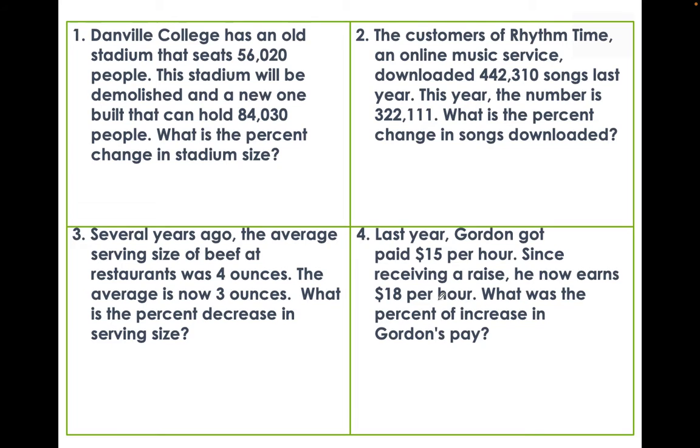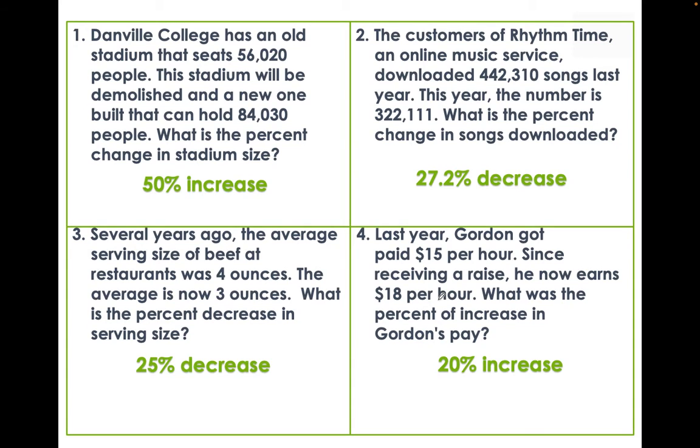Here are a few examples to try. Don't forget to first find the difference between the values given, and then take that difference or that change and put it over the original. Original is whichever one happens first chronologically.